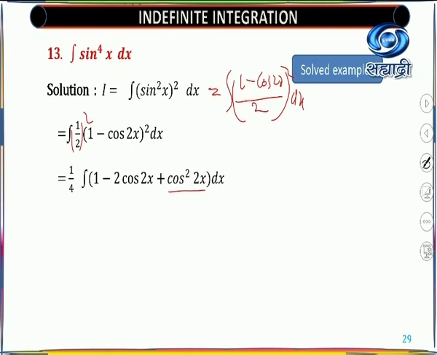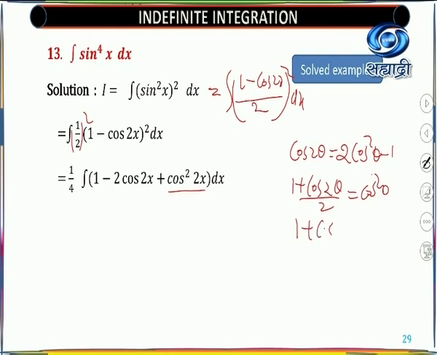So which identity are we using? Cos of 2θ equals 2 cos square θ minus 1. So shift 1 to this side. You will get (1 plus cos 2θ) upon 2 equals cos square θ. Look at here. In place of θ, I will write 2x. So I'll get (1 plus cos of 2 into 2x, which is 4x) upon 2 equals cos square 2x.